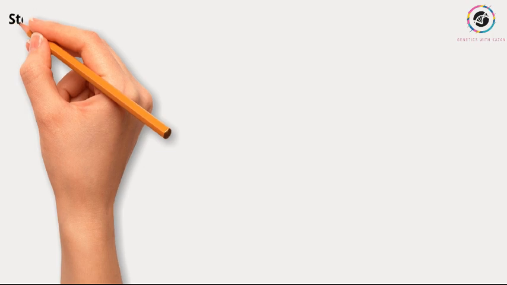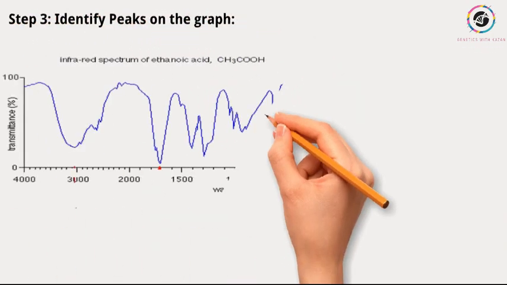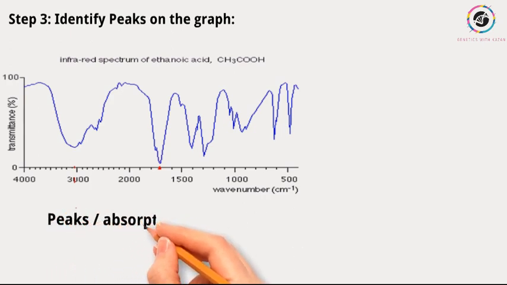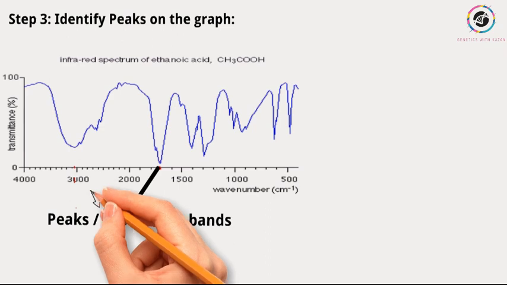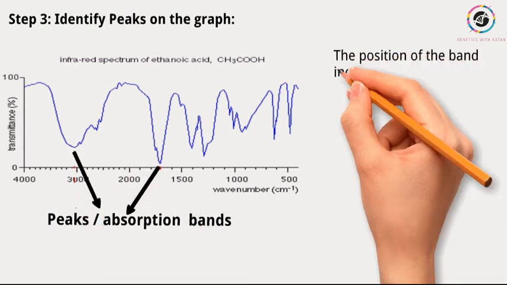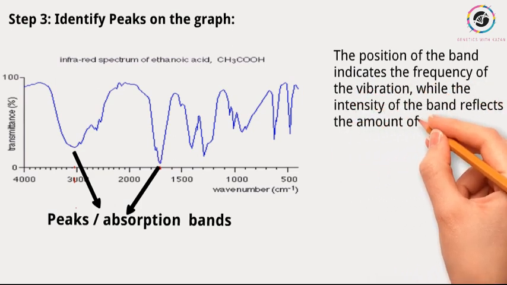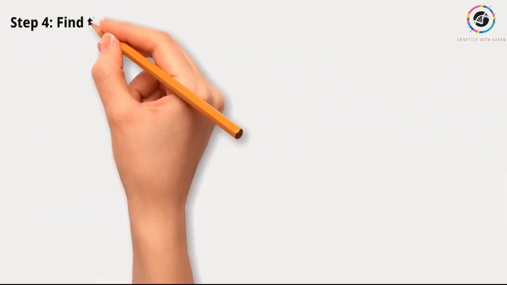Step 3. Identify peaks on the graph. These are the tall spikes that go down from the baseline. Each peak represents a specific vibration happening in the molecule, also known as absorption bands. Each one of these absorption bands corresponds to a specific vibrational motion of the molecules in the sample. The position of the band indicates the frequency of the vibration, while the intensity of the band reflects the amount of absorption.